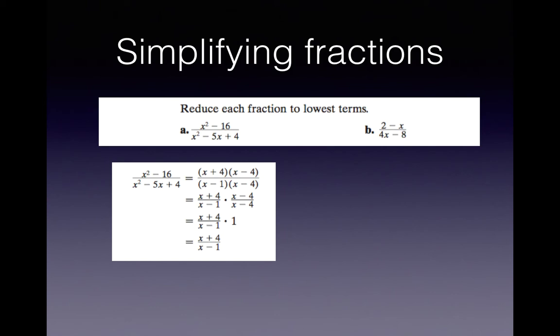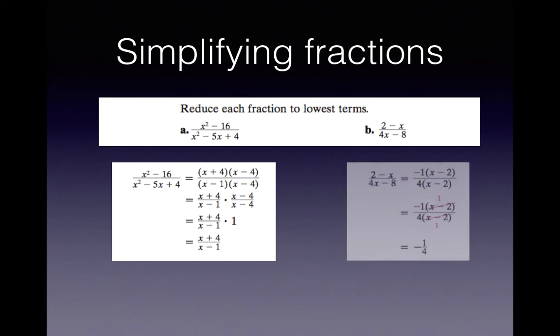Alright, the second one. So we have 2 minus x all over 4x minus 8. The top term isn't a difference of two squares because the x isn't squared, and look, the 2 isn't squared, but it could be written as something squared. But we can take out a common factor out of the bottom one, which would be 4. On the bottom then we'd have 4 into x minus 2, and we'll notice that x minus 2 is kind of similar to 2 minus x.